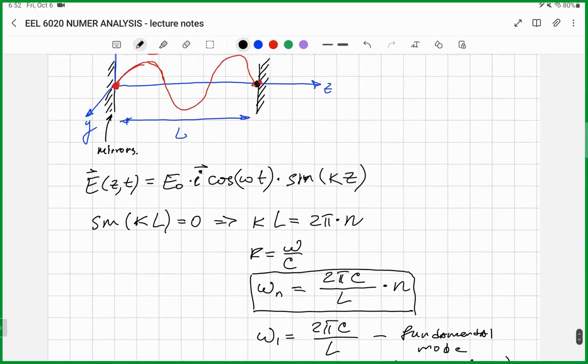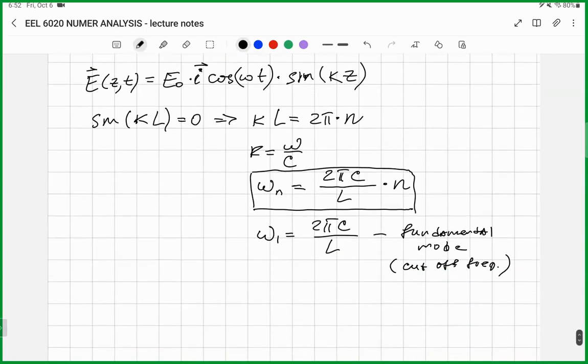Why so? That's simply because for the field to exist, it must have at least half of a wave here, right? Because it must be 0 at both boundaries, so it must have at least half of the wavelength. It cannot be something like this. It must be 0 here, 0 here. So it's half of the wave.